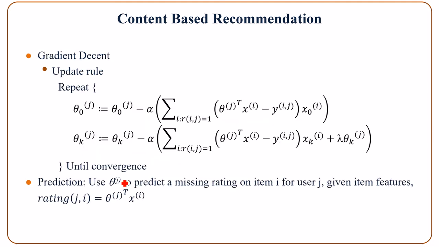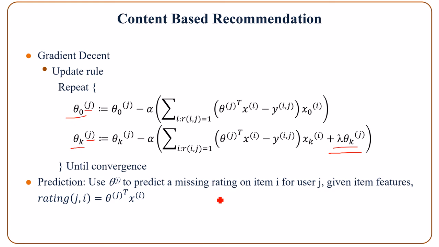Then plug it into the gradient descent. We have the update rule for theta naught for user j and theta k for user j. Note that we don't regularize theta naught, so that's why we don't see the regularization term for theta naught in here, and only see that term for theta k. So after gradient descent converges, we learned a vector of parameters for user j.